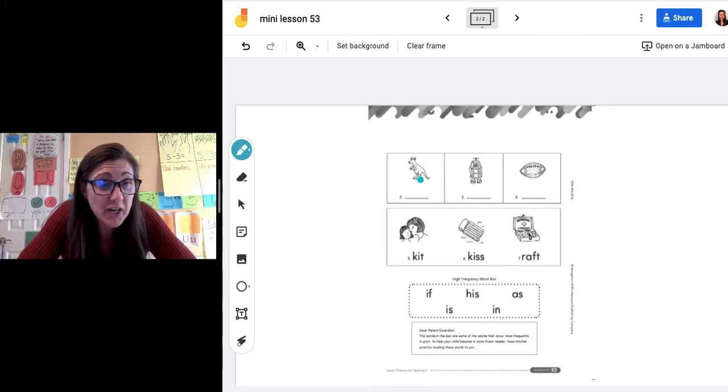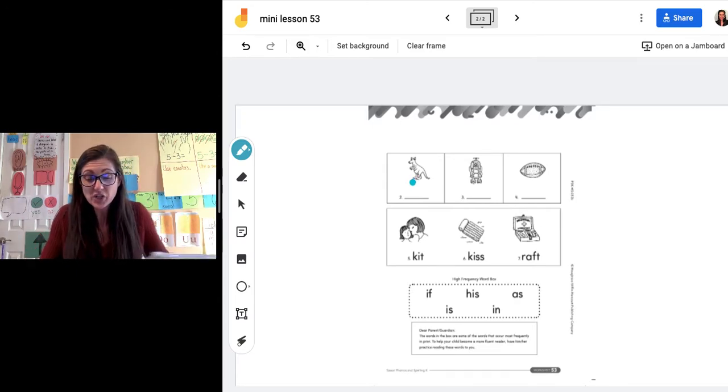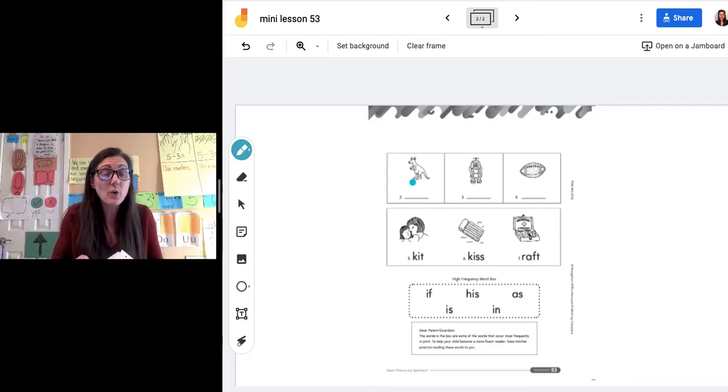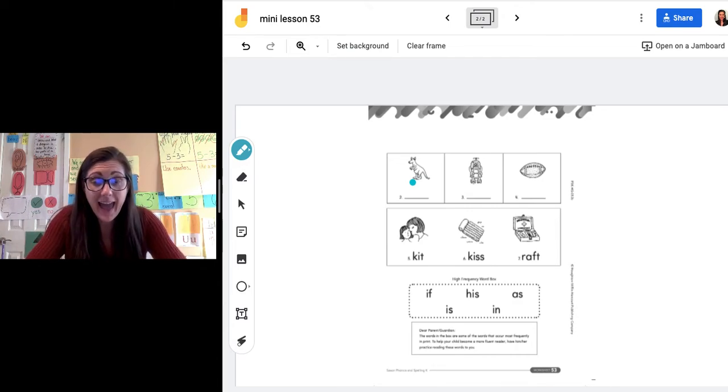All right, so your first picture here, you're going to write the initial sound. So this is a picture of a kangaroo. Kangaroo. What letter says k? If you said K, you are correct. This is a picture of a robot. Write down the letter that you think says the initial sound in robot. If you said R, you are correct. And finally, the last picture is a football. Write down the letter for the initial sound in football. And if you said F, you are correct.